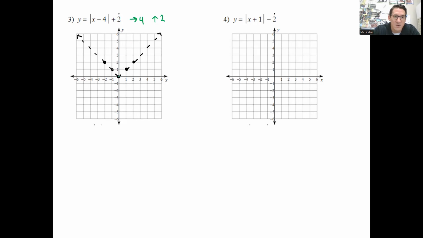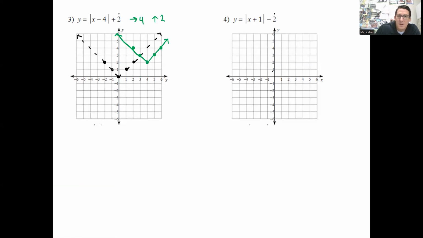So each point is going to go to the right 1, 2, 3, 4, and then up 2. Plot your point. And then put in the other points. If you need to count from each point, you can. Again, I like the absolute value function just because it makes a nice V and it's easy to put in the function around it.